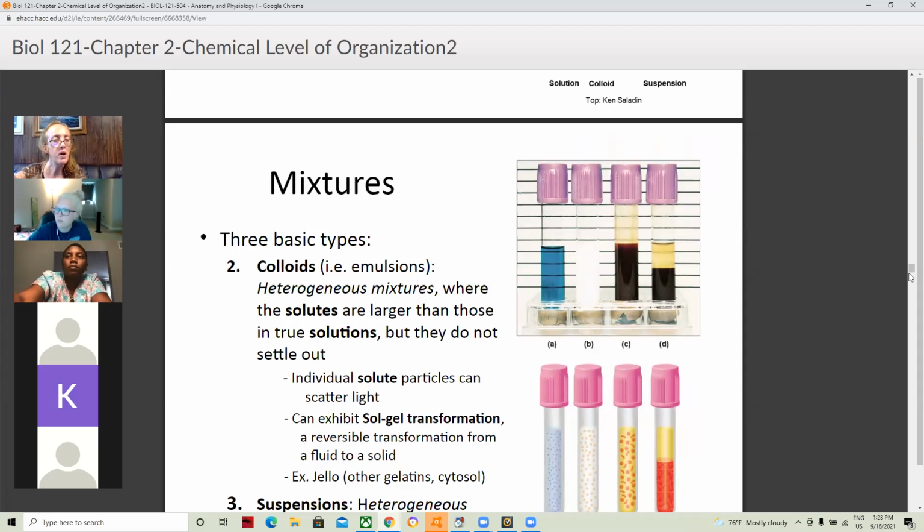Nevertheless, the individual particles can scatter light. The individual particles can scatter light with colloids, but the solutes do not settle out, and they're not acted upon by gravity to the point of where they're pulled to the bottom of the tube.